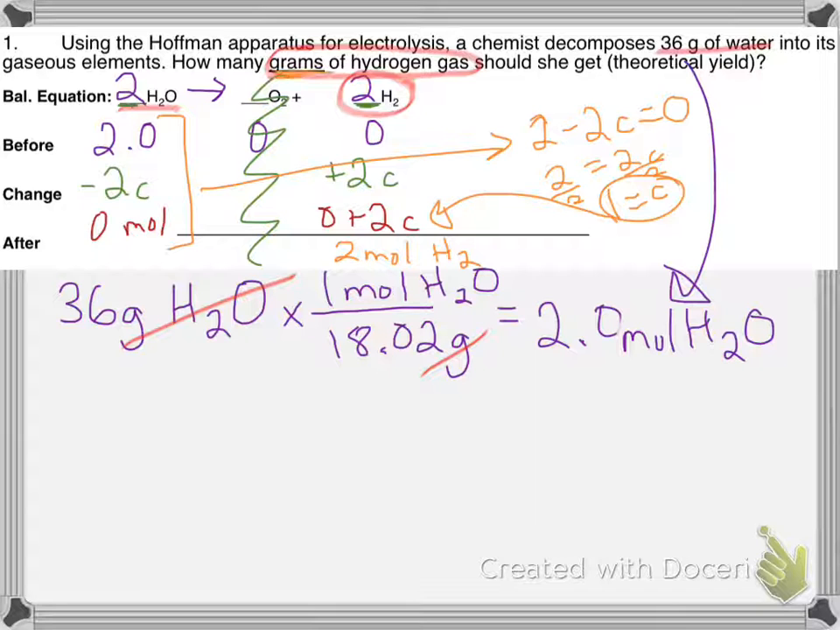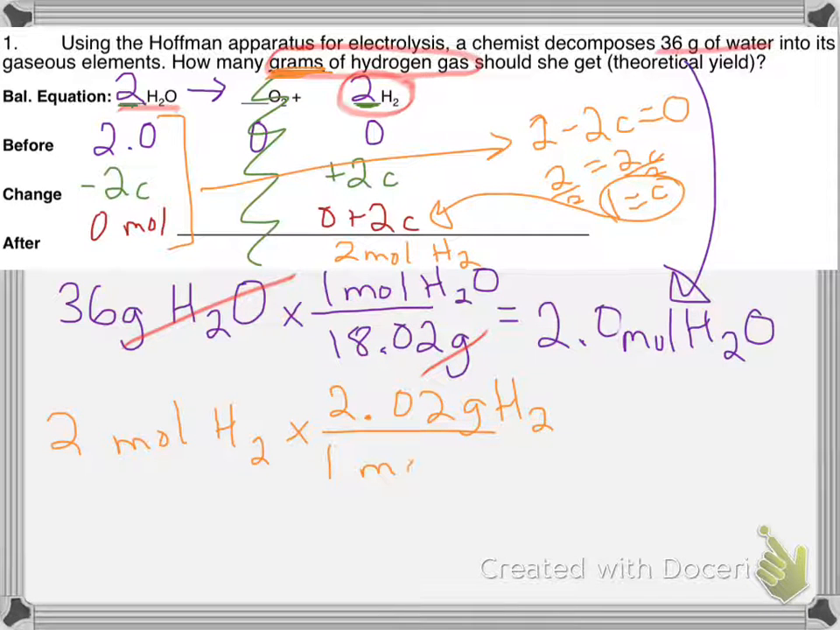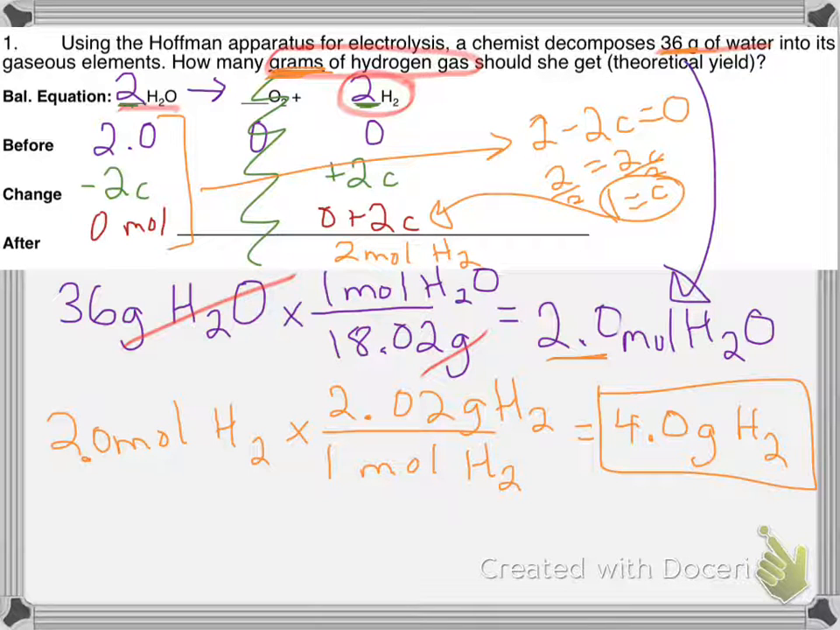But we want grams of hydrogen gas. So we're going to take our 2 moles of H2, and in order to convert it into grams, we are just going to use the molar mass of hydrogen gas. Since we're going to grams, the molar mass of hydrogen gas goes on top, and that's the amount of grams in 1 mole of hydrogen gas. So when we multiply this across, and remember we have 2 significant figures at this point, because that's what we were starting with, we'll have 4.0 grams of hydrogen gas. So that is our answer. That is our theoretical yield.